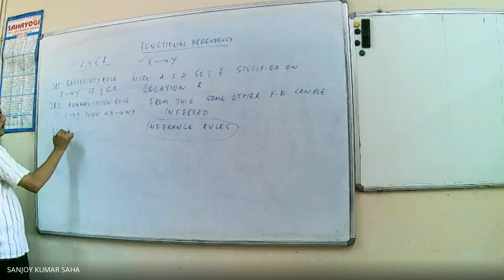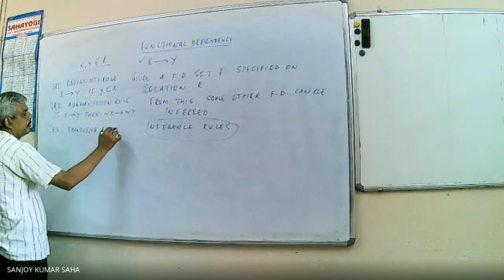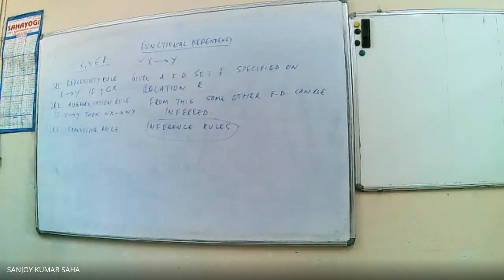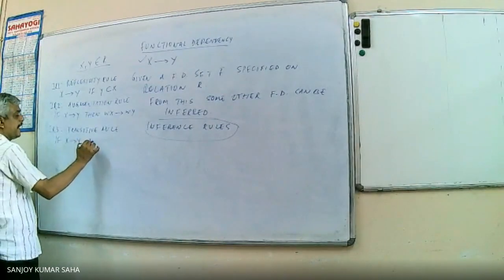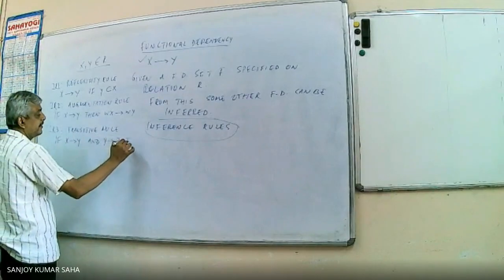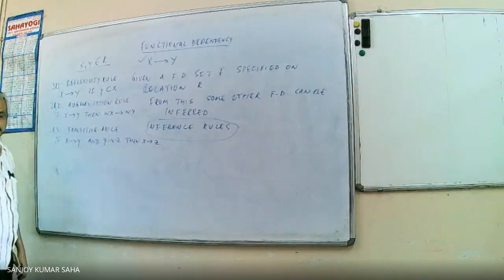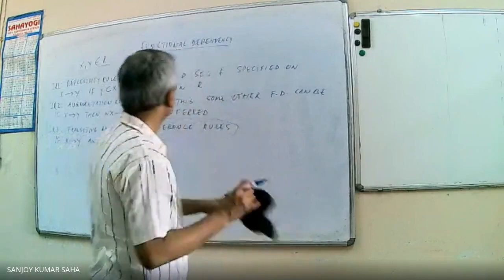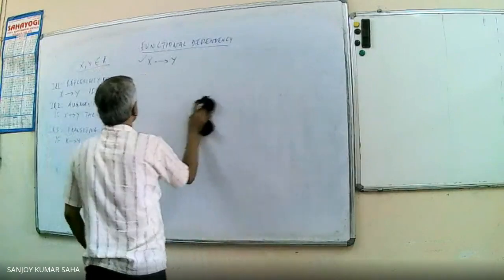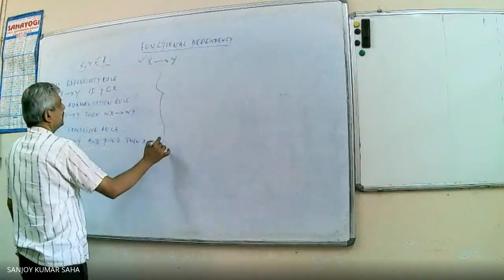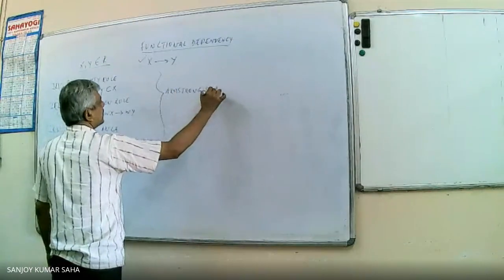IR3, transitive rule. It says that if X implies Y and Y implies Z, then X implies Z. These three are known as Armstrong's axioms.